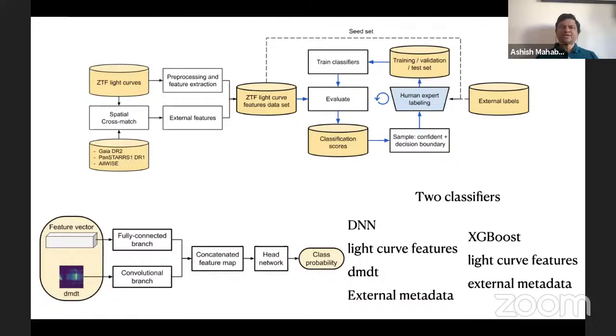We start with the ZTF light curves, of course, but other inputs that we do get are from Gaia and from Pan-STARRS and from AllWISE, because those are crucial inputs as we try to figure out various details of the various characterizations of each source. And then we use two classifiers. There is a neural network and there is XGBoost. For the neural network, we use a feature vector, which comes from some of the things that I showed you, but also a DMDT. This is the diagram that we use to convert the light curve into a 2D image so that it can be used with a CNN. And that goes into the convolutional branch of it. And we get class probabilities from these.